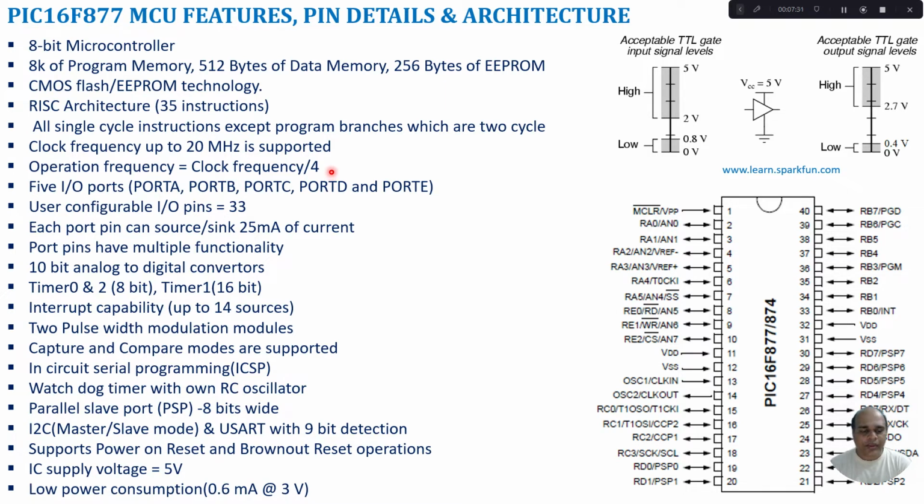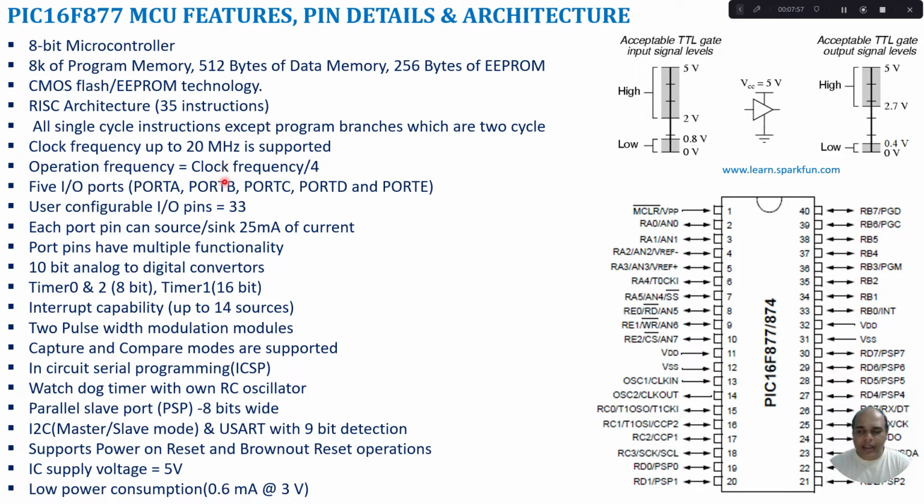For example, if I take a 20 megahertz crystal connected to a microcontroller, it is internally divided by 4, so it becomes 5 megahertz. So the single clock cycle time will be 1 by 5 megahertz, which is equal to 0.2 microseconds. So each instruction will take 0.2 microseconds to execute.